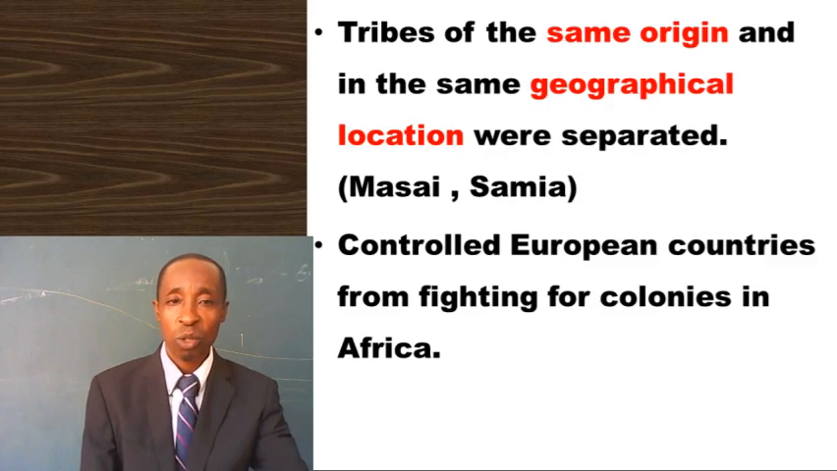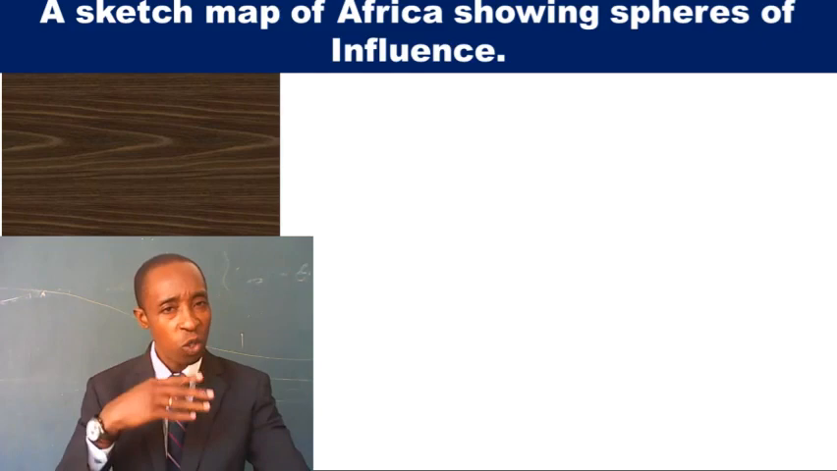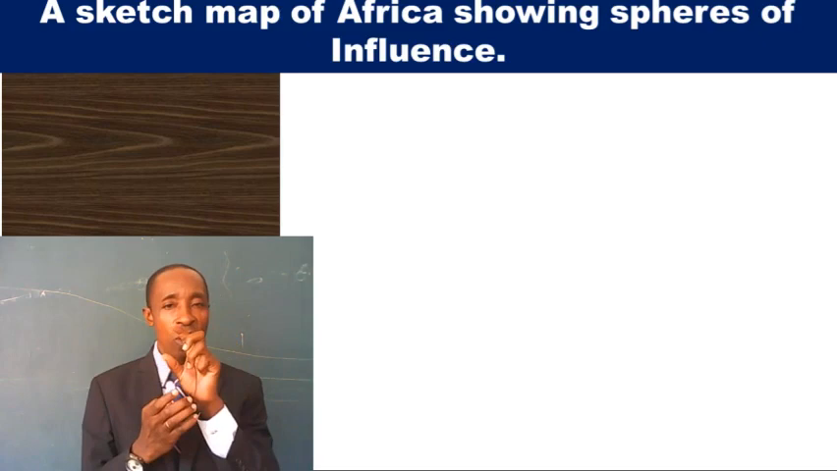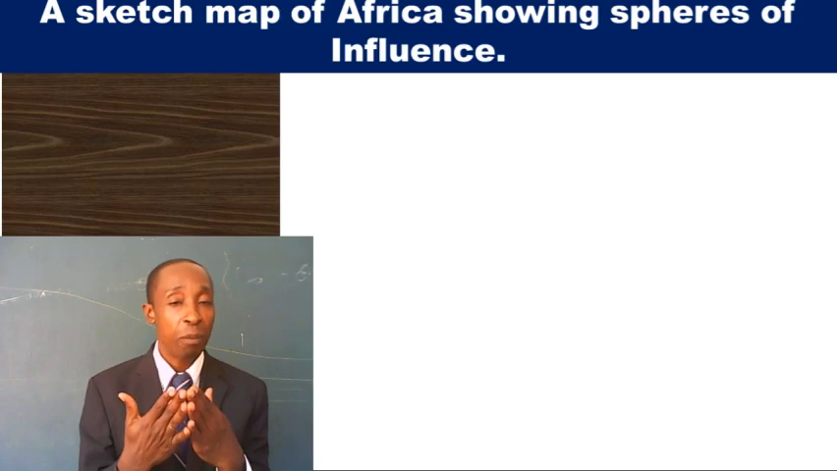That's also right. So let's see, our last issue here is a sketch map of Africa showing spheres of influence. We talked about spheres of influence, using the word spheres of influence to dodge the word protectorate, to dodge the word colony. If I was to say a sketch map of Africa showing colonies, some of the areas, especially protectorates, would be captured. So we're using that word there.